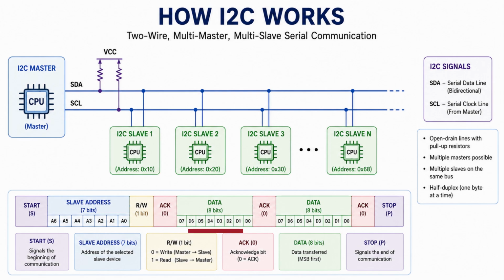Then the actual data is transferred, typically 8 bits at a time. And after each byte, we get another ACK. Finally, we have the stop condition. I²C can support multiple masters and multiple slaves. But even though many devices can be connected to the same bus, only one conversation takes place at a time.